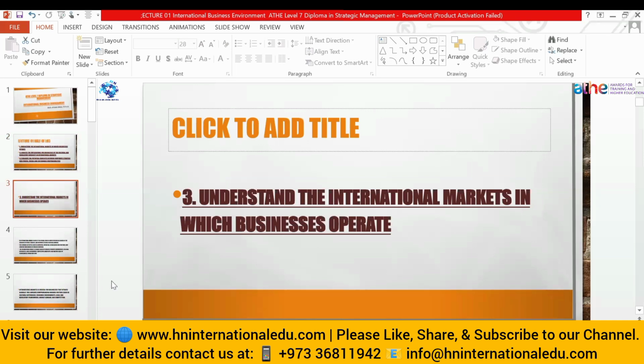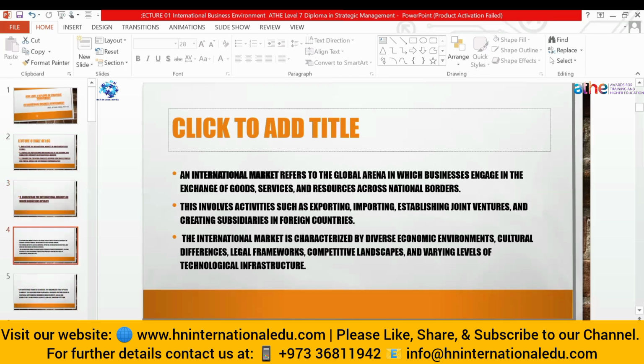Understand the international markets in which businesses operate. First, I'll define what international markets are and in what kinds of businesses, organizations, and corporate sector they work. An international market refers to the global arena in which businesses engage in the exchange of goods, services, and resources across national borders, that is, the import and export of goods and services both. This involves activities such as exporting, importing, establishing joint ventures, franchises, and creating subsidiaries in foreign countries.